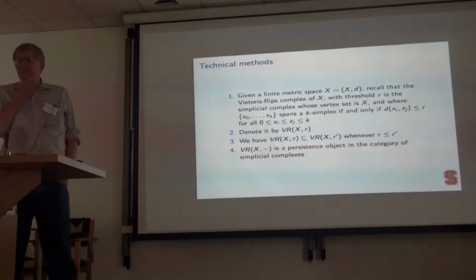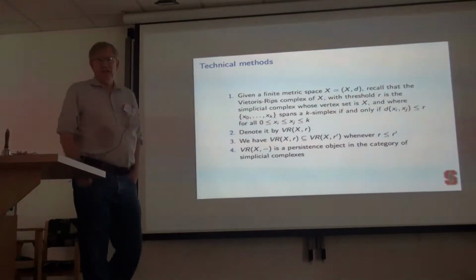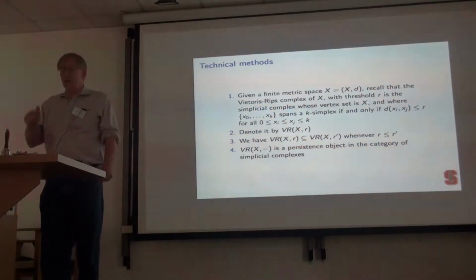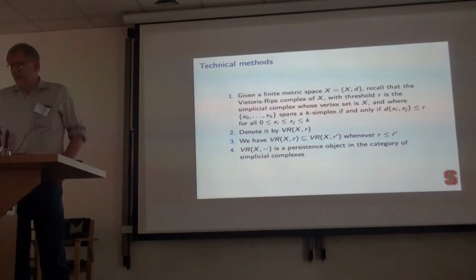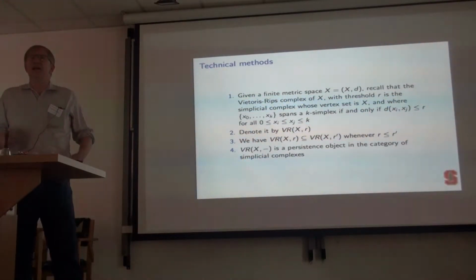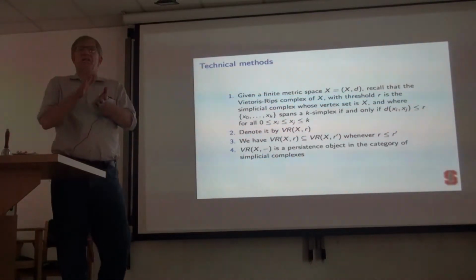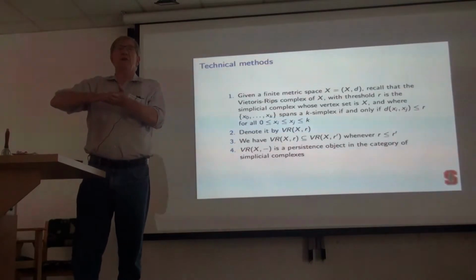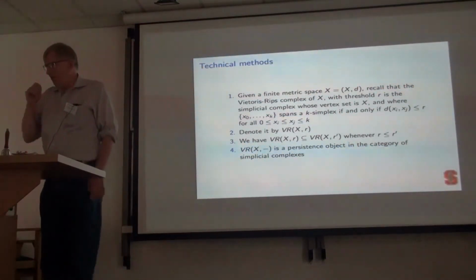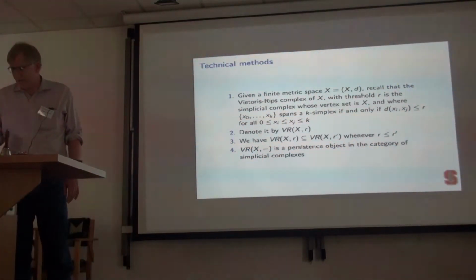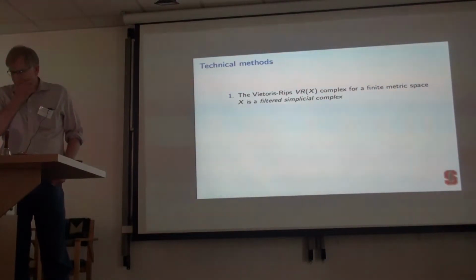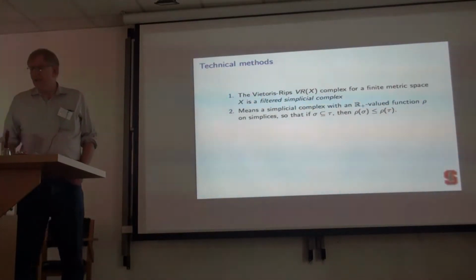And so we'll write Vr of X, which is all these thresholds together, as a persistence object in the category of simplicial complexes. That is to say, it's a family of subcomplexes parameterized by r in such a way that it's increasing as the parameter r increases. Okay.